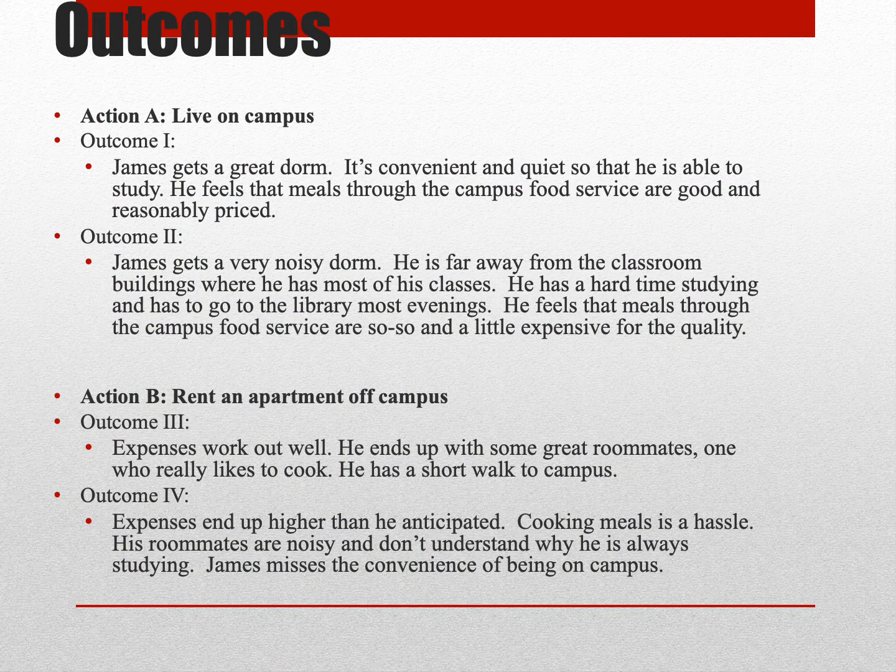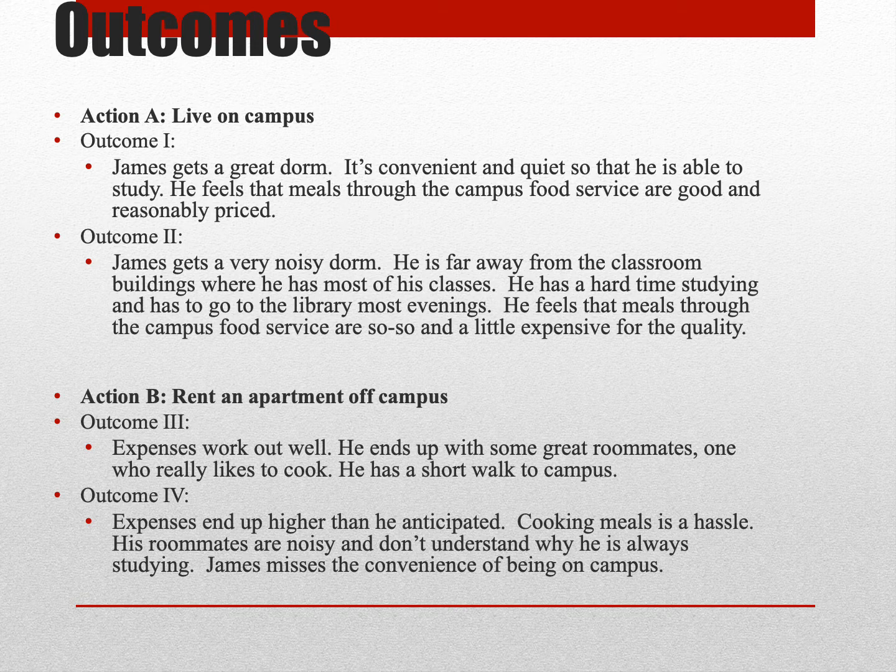Okay, so James has 2 action options. 1 is to live on campus, and 2 is to rent an apartment off campus. So let's go through the actions and the outcomes of each option. Action A is to live on campus. Outcome 1 is James gets a really great dorm. It's convenient and quiet so that he's able to study. He feels that meals through the campus food service are good and reasonably priced.